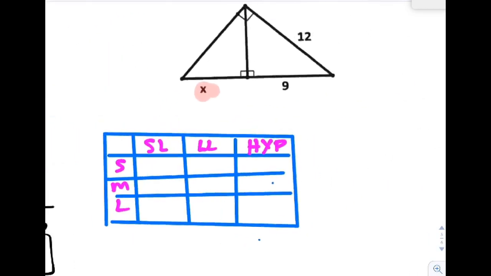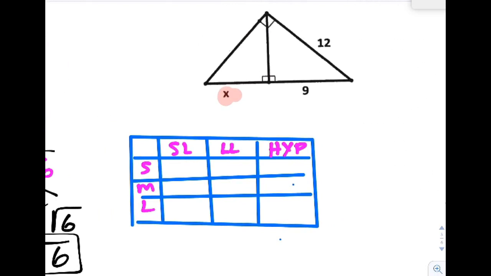On the next problem, this is a little trickier because the two triangles in the middle look similar in size, so it's harder to tell that this is the small and that this one is the medium. But we're going to solve for x here, and I'm going to look at the medium triangle right here. The medium triangle has a long leg of 9 and a hypotenuse of 12.